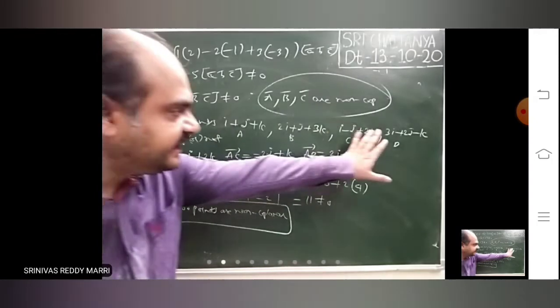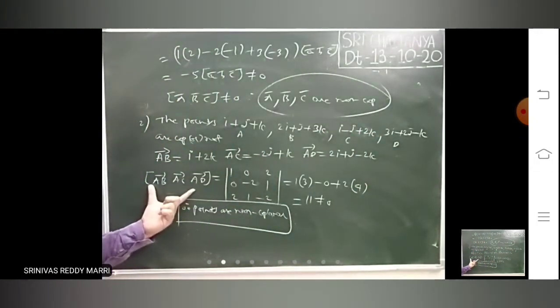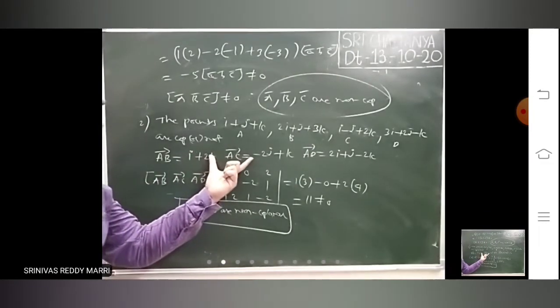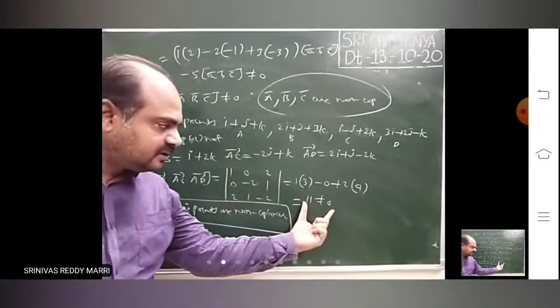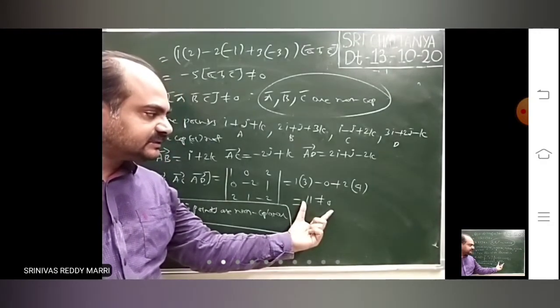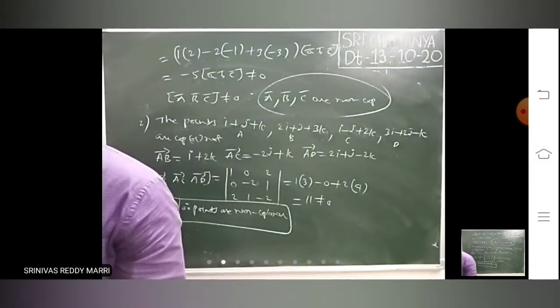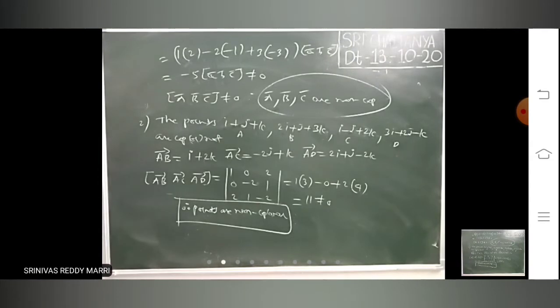Like that, 4 points are given. You calculate 3 vectors like this and find the scalar triple product. If it is 0, the 4 points lie on your paper. If it is not equal to 0, those 4 points will not lie in the same plane. Look at the next point.